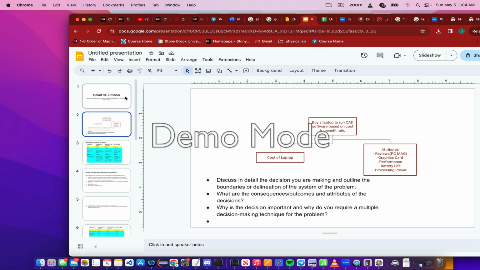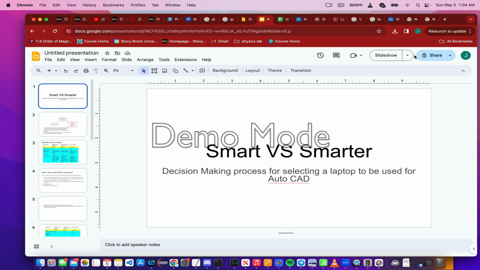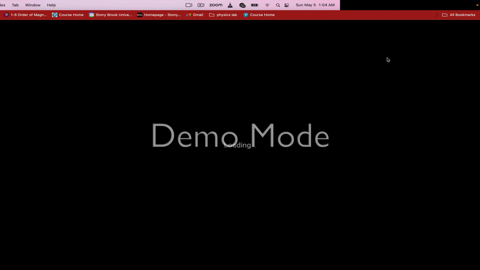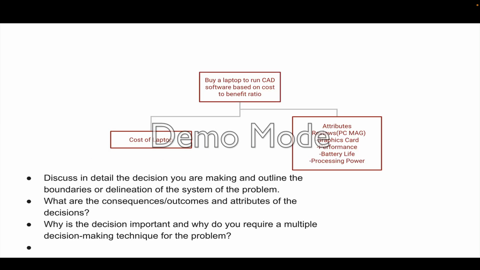Hello. Today I will be using two decision making techniques to go over a decision of a laptop to be used for an engineering program to run any kind of AutoCAD. The main thing noting right off the bat is that Macs aren't really an option here, so I've neglected them in the process of attributes and other things like that.